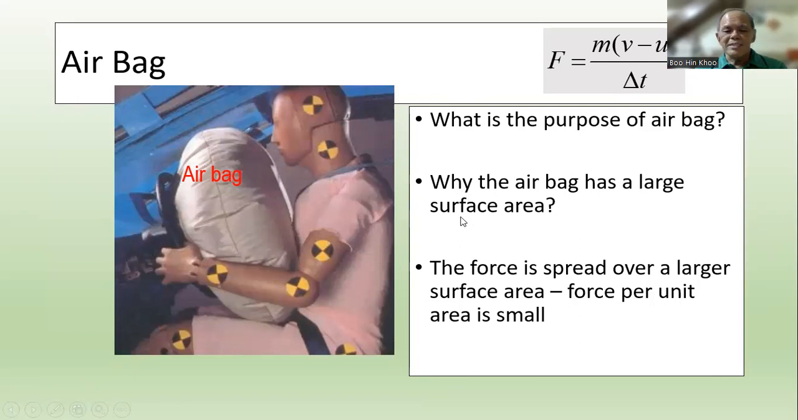Why is the airbag as large as possible? That comes to pressure already. You want to distribute the force over a bigger area. So the force per unit area, which is the pressure, is smaller on your body. The force is spread over a larger area, or force per unit area is smaller.